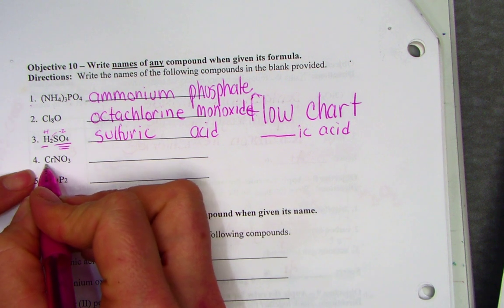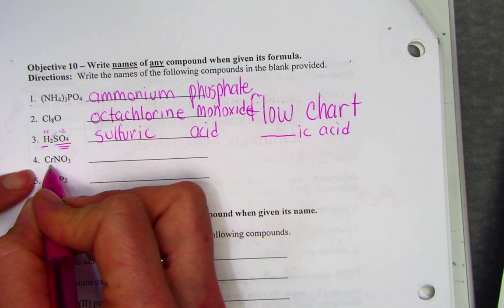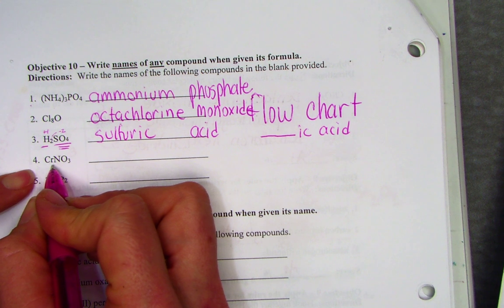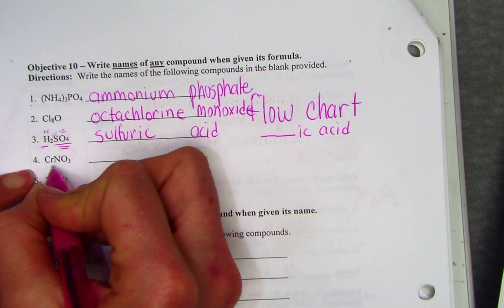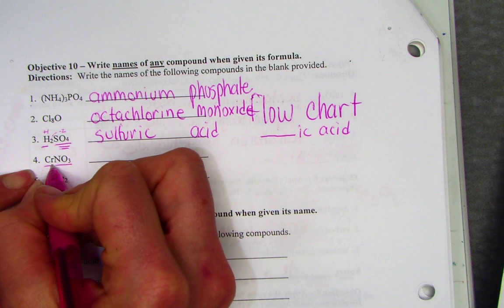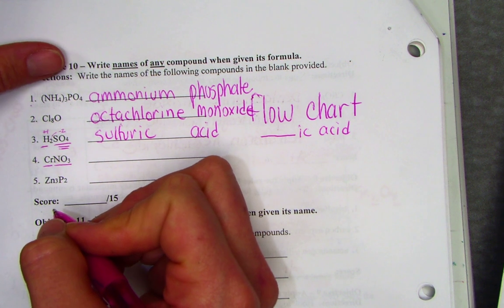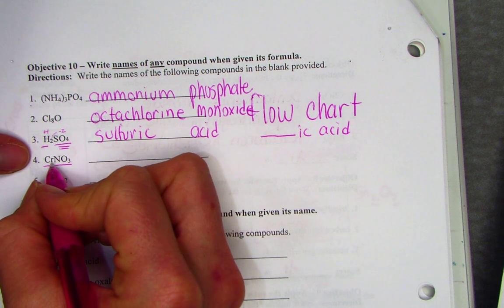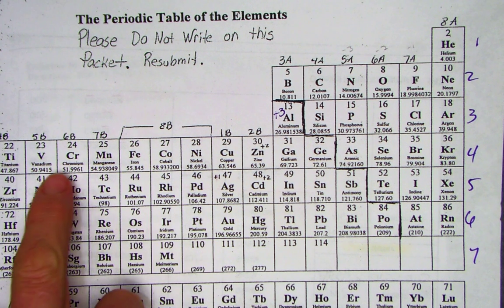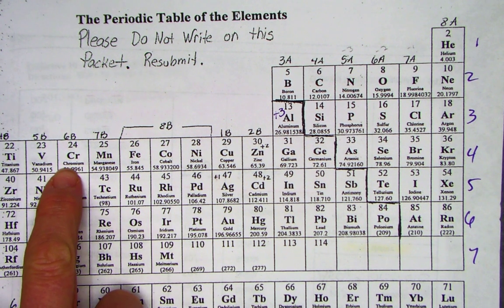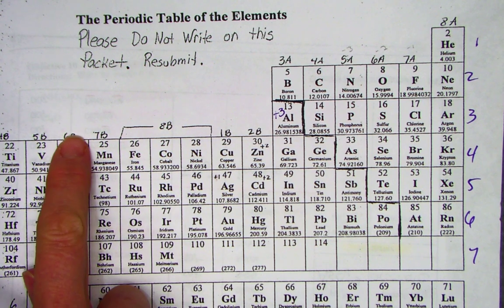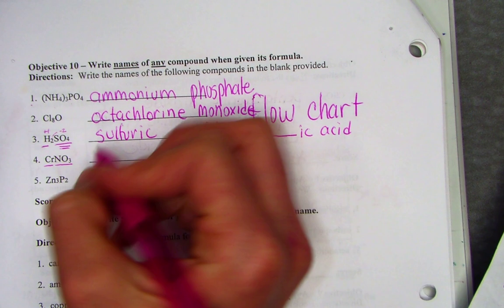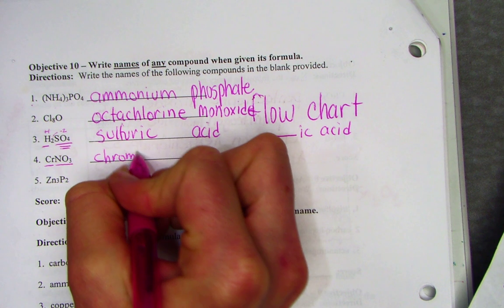Number 4, CrNO3. The first element is not an H, it's not an acid. There are more than 2 elements, so identify it as a ternary ionic compound that contains a polyatomic ion. Still 2 names, although it has 3 elements. First element is Cr. It comes from the periodic table. Cr is called chromium. Chromium will require a Roman numeral. It lives in a short column. So I'll get that started by writing its first name, chromium.